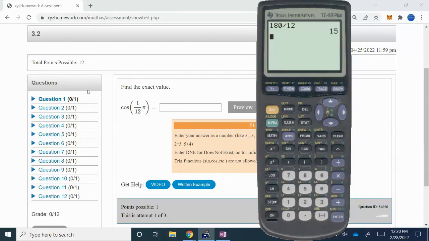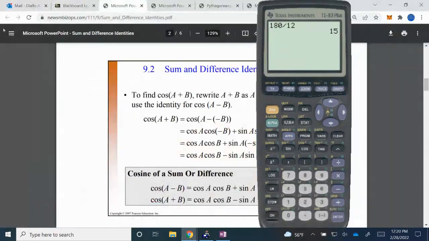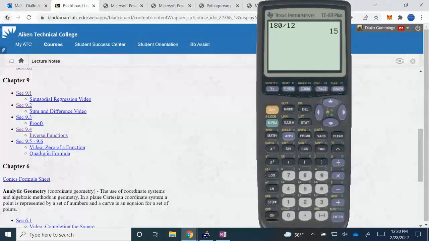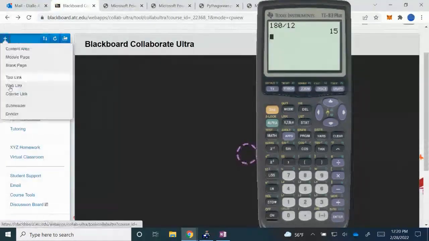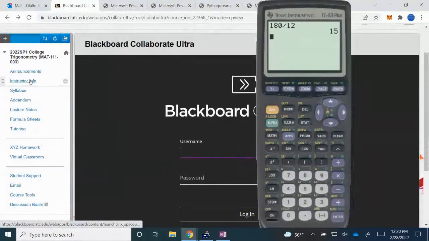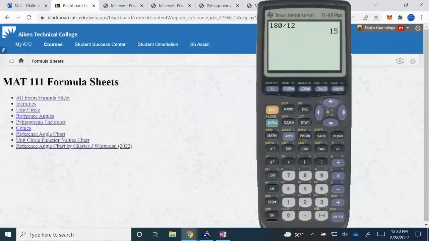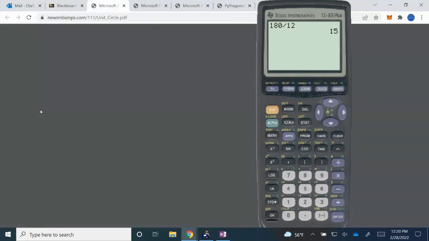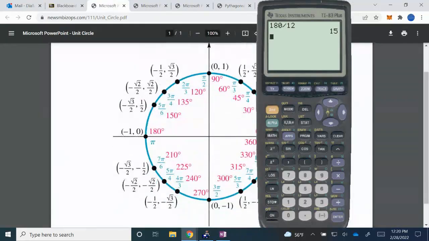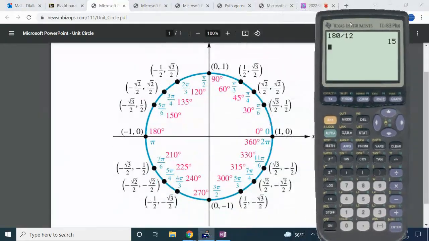Now, normally when we're finding exact values, we will use the unit circle. All right, so give me 1 second. I'm going to bring up the unit circle. All right. And lo and behold, we do not have a 15-degree angle measure. All right, so what do we do from this point?